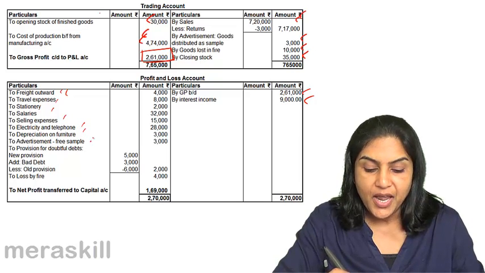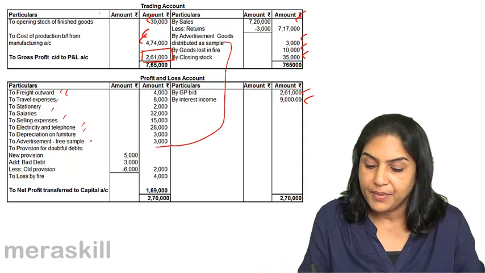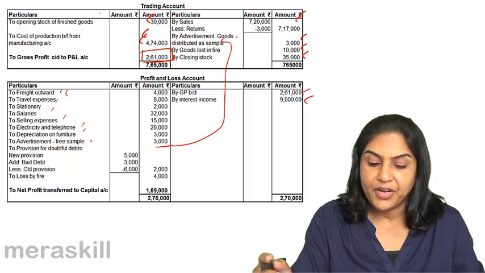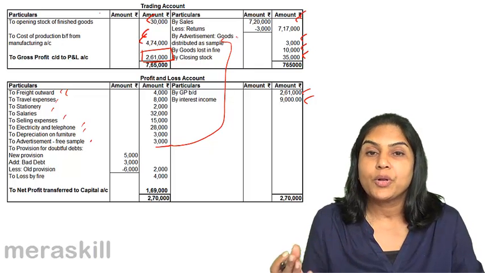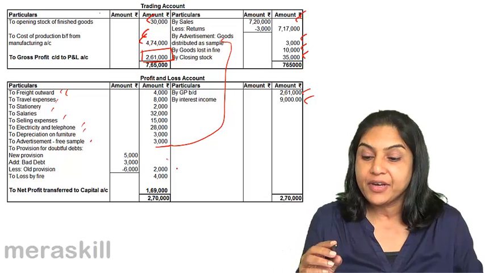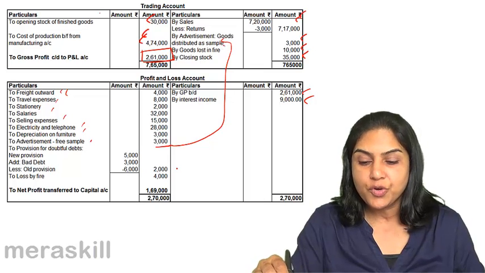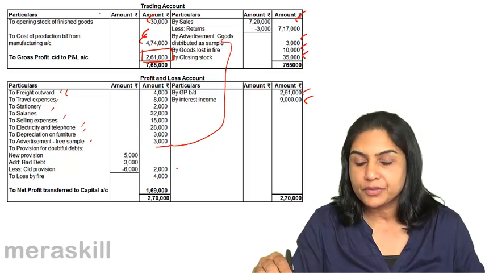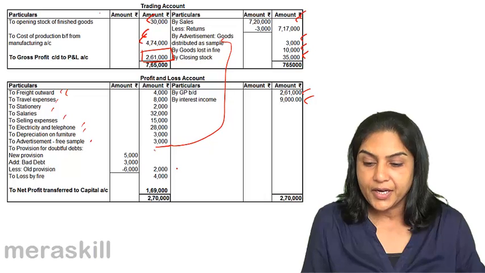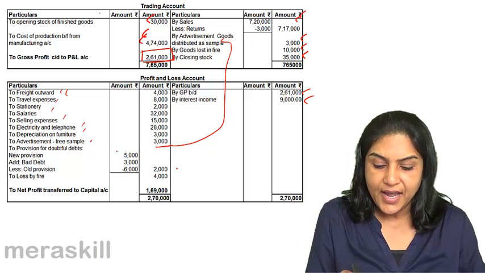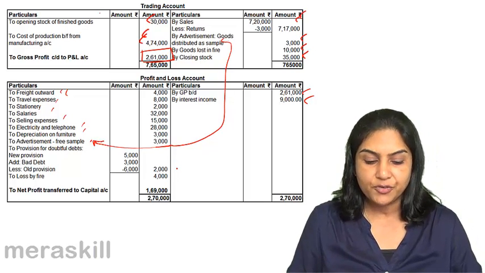Depreciation on furniture, advertisement. This is free sample. The same thing, double entry. Any adjustment, there will be double entry. Any adjustment in the trial balance, any adjustment outside the trial balance will be supported with an entry. It will have an effect on two sides. Like in this case, the entry was advertisement account debit to trading account. So trading account was credited and advertisement account was debited. Advertisement transferred to profit and loss account.